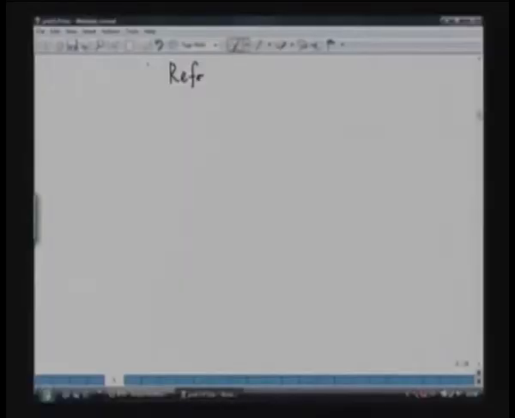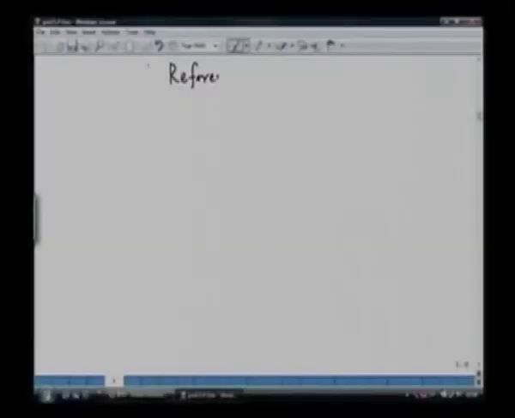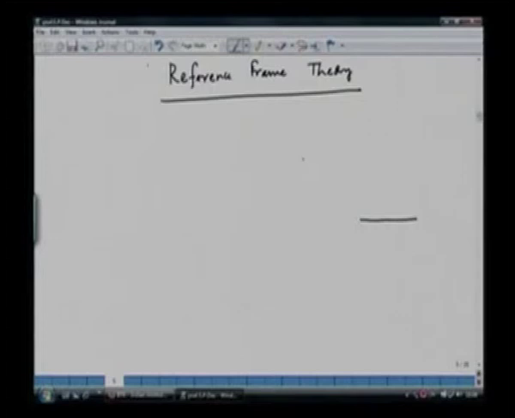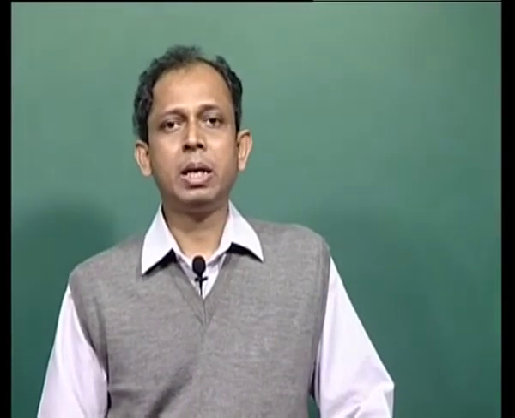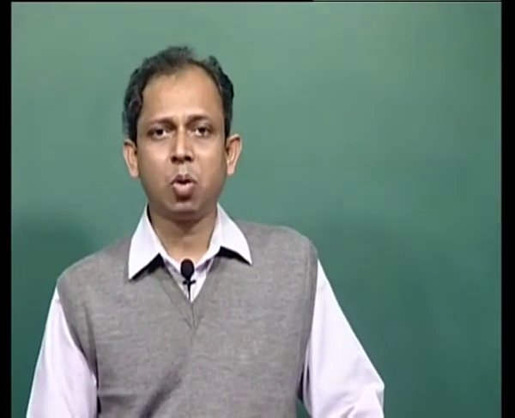So we would discuss in this case reference frame theory. So what we have here is the following. We have a set of ABC system. This is phase A, phase B and phase C. And we would like to transform this into a DQ system. But the DQ system need not be always stationary. This may be rotating at certain speed, any arbitrary speed omega.